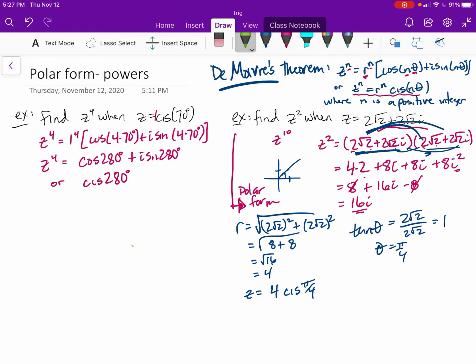Do one more color here. So therefore, z squared, applying the formula, it says to do r squared, 4 squared is 16, and then cis of 2 theta. I'm going to use the abbreviation once, but then we're going to expand it because we are verifying that we do in fact get 16i. So cis of 2 times pi over 4, which is pi over 2, and 4 squared is 16. So I'm going to go ahead and write the expanded version, cosine pi over 2 plus i sine pi over 2.